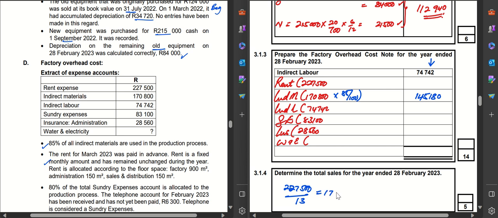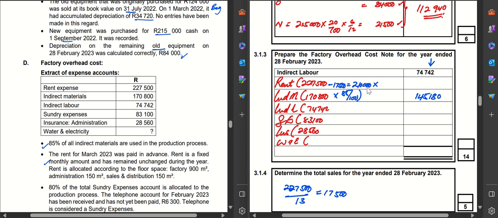In this case, it's 17,500. So if rent was paid for 13 months, we should come here and subtract the rent for the 1 month, 17.5, so that we can remain with the rent for 12 months. All right, so now we have rent for 12 months because we have subtracted the 17.5 for the 13th month. Then they say rent is allocated according to the floor space. Okay, so now we need to allocate it. So after we do this, you will find that you'll be now left with the rent, which is 210,000.